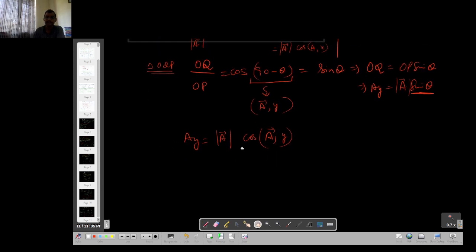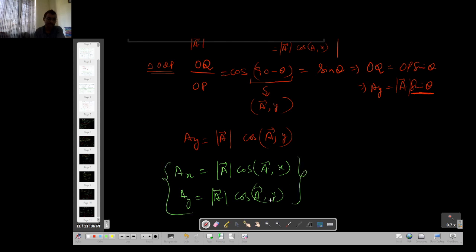So let me summarize these two results now. Ax is equal to mod of vector A and cosine of the angle between vector A and the x-axis, and Ay is equal to mod of A cosine of the angle between A and the y-axis. So this is a very important point which we have to keep in mind, right? These are the components of a vector along two axes, the x-axis and the y-axis.